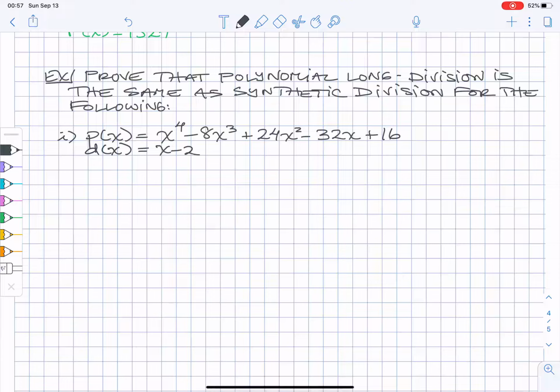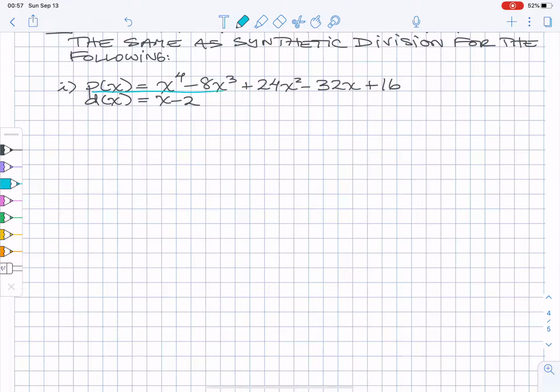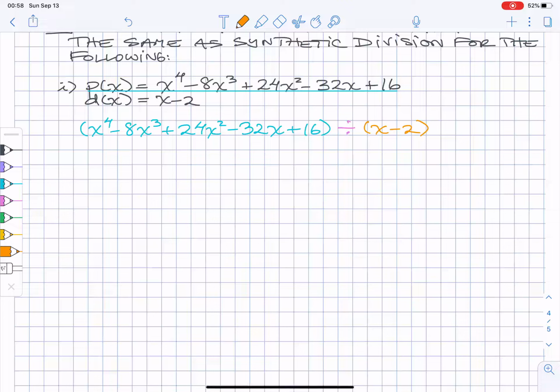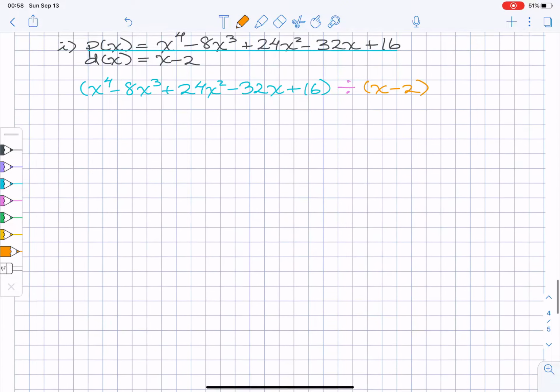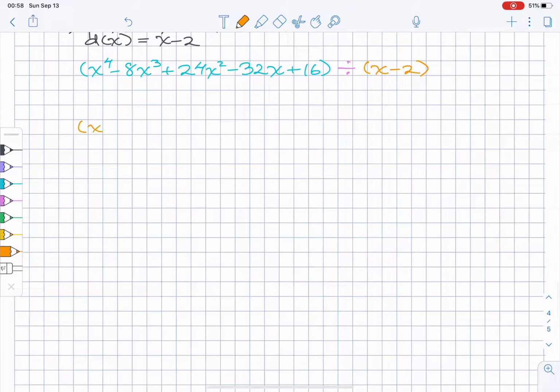So we're going to do this 2 ways. I'm first going to take my polynomial and do long division. So we want x to the 4th minus 8x cubed plus 24x squared minus 32x plus 16, and we're going to divide that by x minus 2, which is linear. As long as my divisor is linear, I can use synthetic division. So let's go ahead. Have x minus 2, and we're dividing that into, using polynomial long division, all of that big long polynomial there.